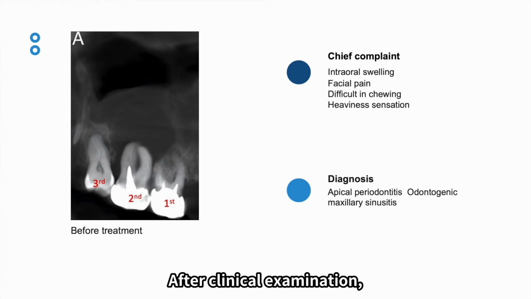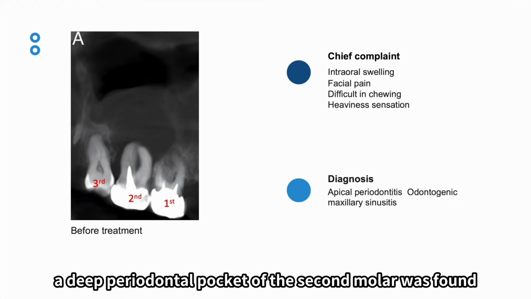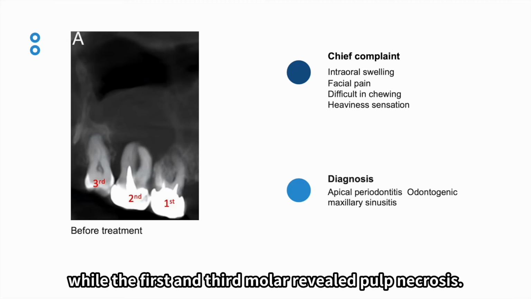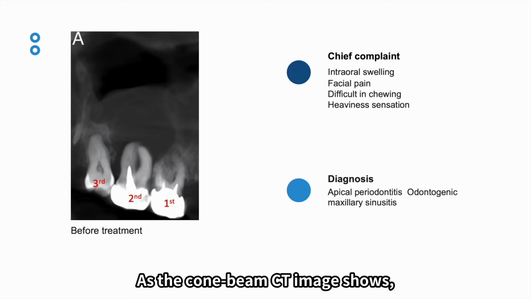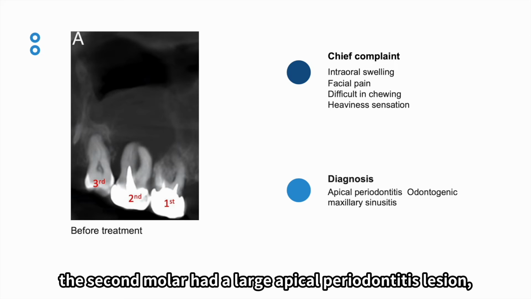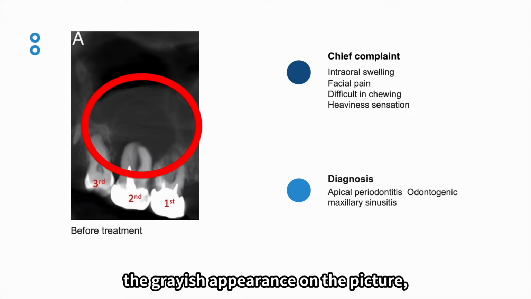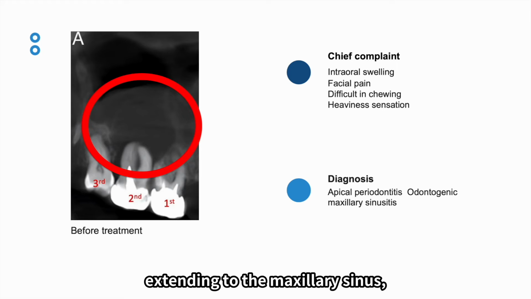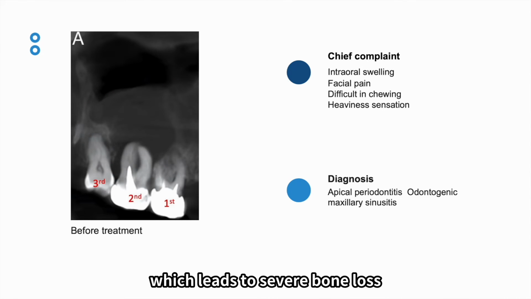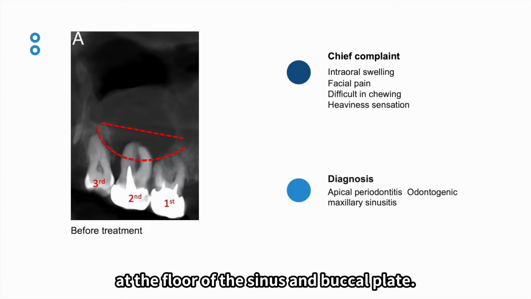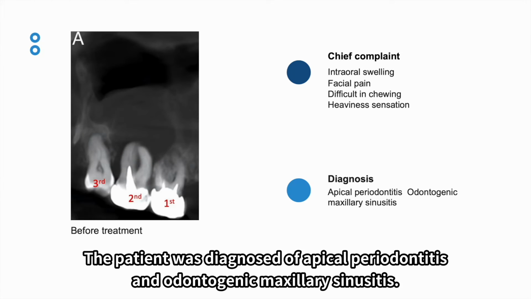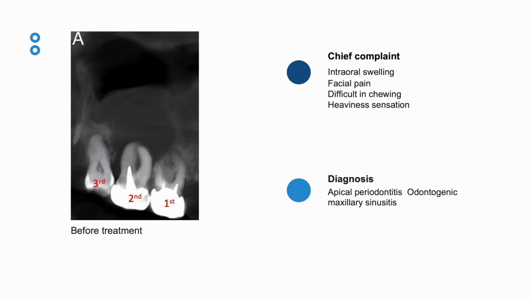After clinical examination, a deep periodontal pocket of the second molar was found, while the first and third molar revealed pulp necrosis. As the combined CT image shows, the second molar had a large apical periodontitis lesion, the grayish appearance on the picture, extending to the maxillary sinus, which leads to severe bone loss at the floor of the sinus and buccal plate. The patient was diagnosed with apical periodontitis and odontogenic maxillary sinusitis.